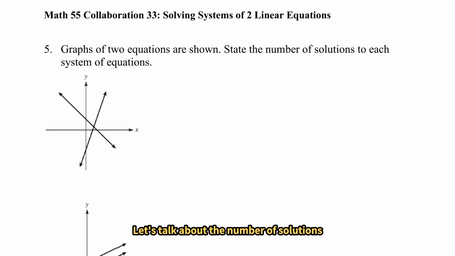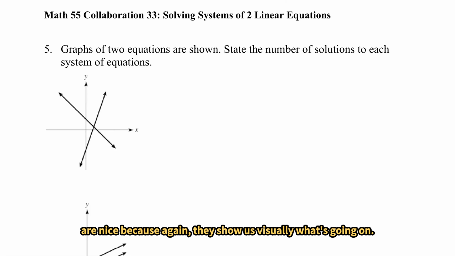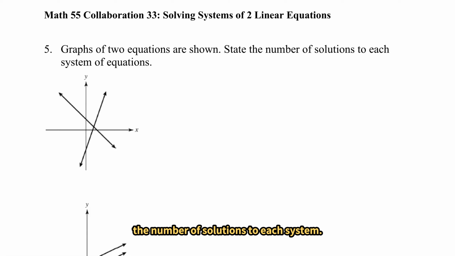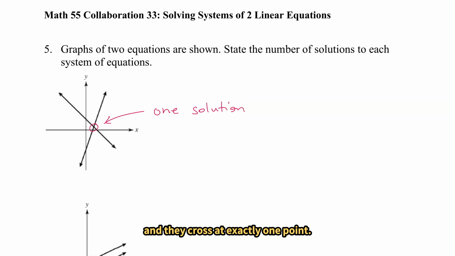Let's talk about the number of solutions that we could have. When we have a graph, graphs are nice because, again, they show us visually what's going on. We have 3 different pictures, and we're going to state the number of solutions to each system. So in the first example, I have 2 lines, they cross, and they cross at exactly 1 point. So we have one solution for this first system.